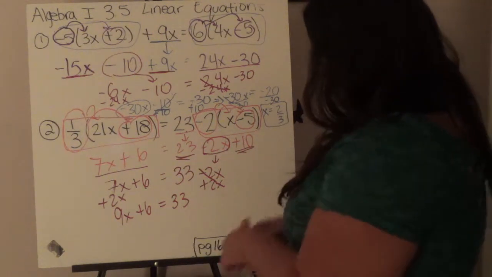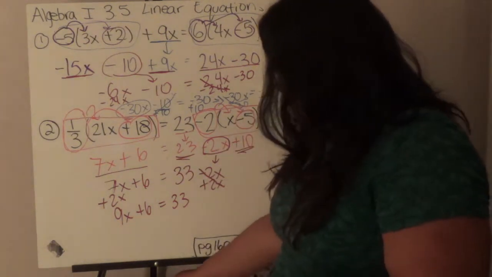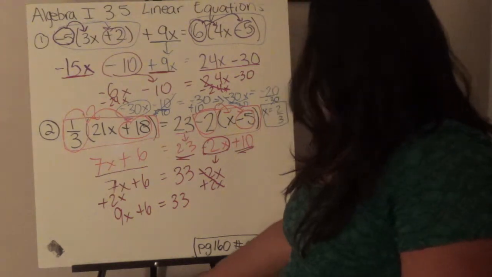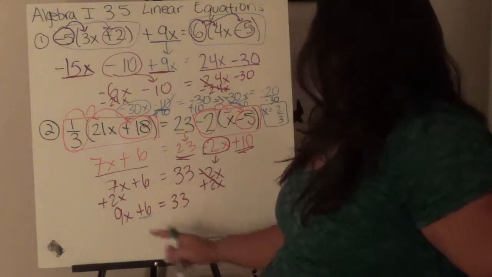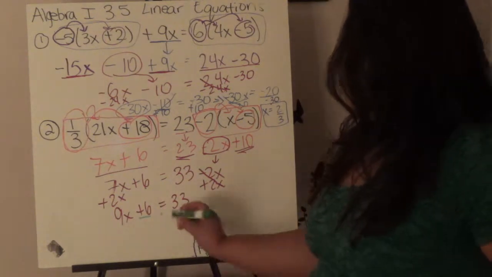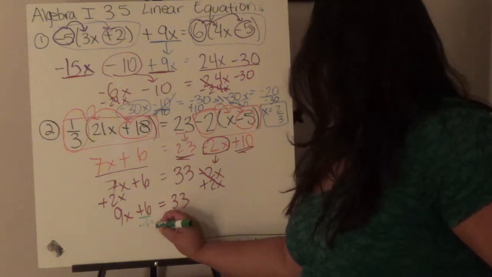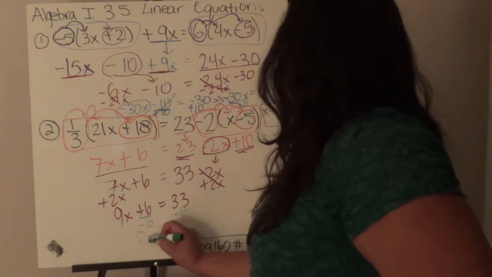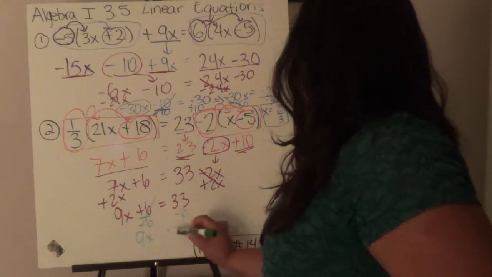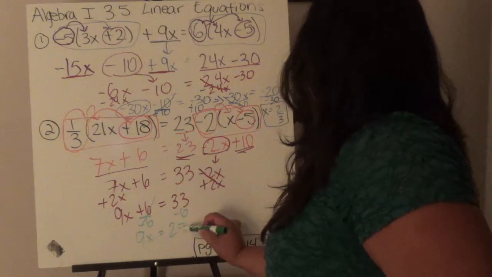From there, I need to get rid of x's friends from the furthest ones out. And in this case, the furthest one out is 6, because 9 is directly attached to x. So I need to do the opposite, which is subtract 6. Okay, I end up with 9x. This cancels out, equals 27.